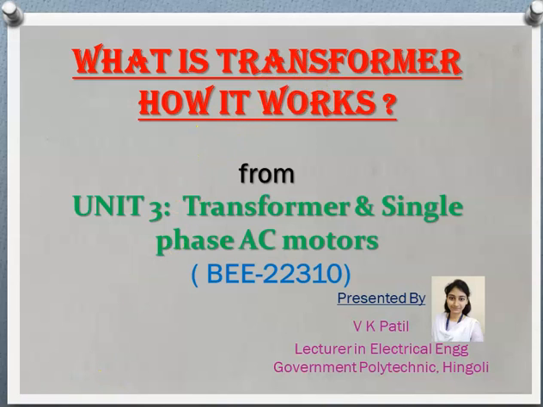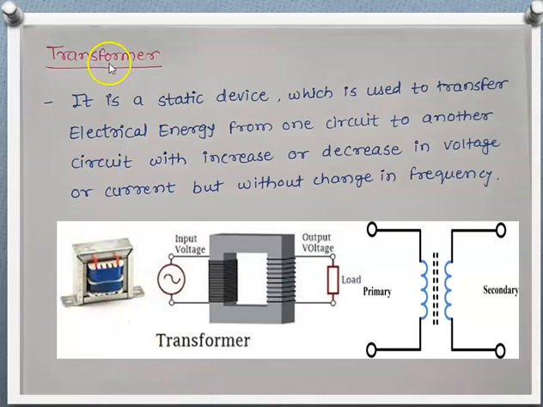So let's get started. The transformer is a static device which is used to transfer electrical energy from one circuit to the another circuit. It is a static device, that means it does not contain any moving parts. Okay, and which is used to transfer electrical energy from one circuit to the another circuit. What is the purpose? With increase or decrease in voltage and current, but without change in frequency.